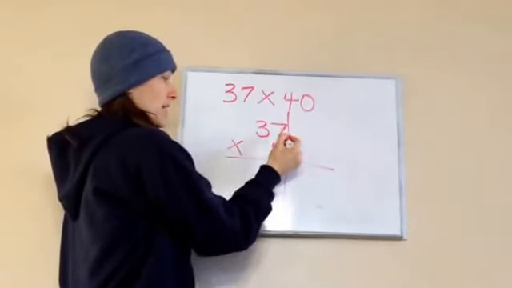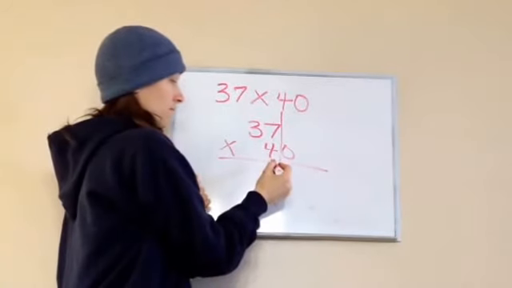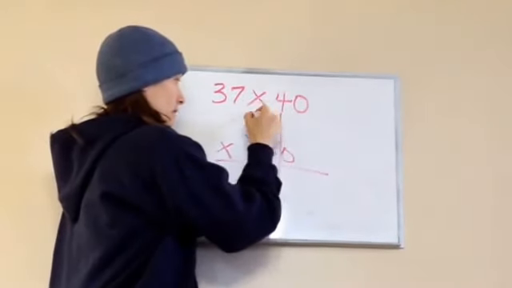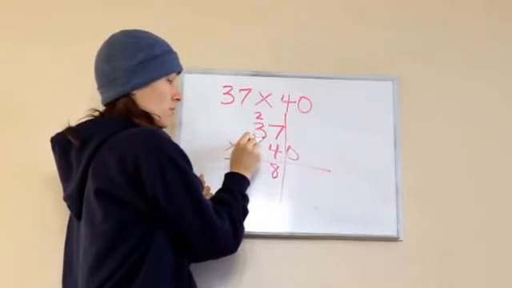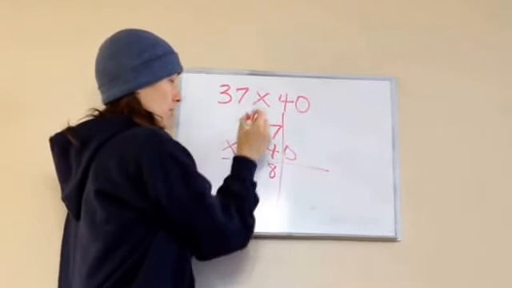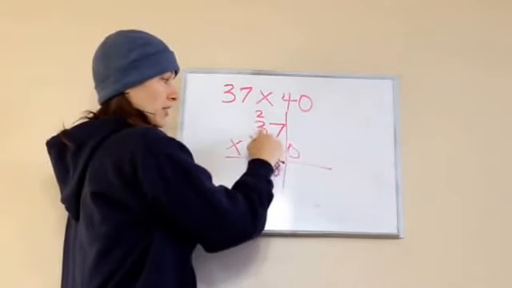All right, help me out. 7 times 4. 28. Very good. Here are the 2. 3 times 4. 12. Plus 2 more. It's 14. Very good. Okay, 148 is 37 times 4.